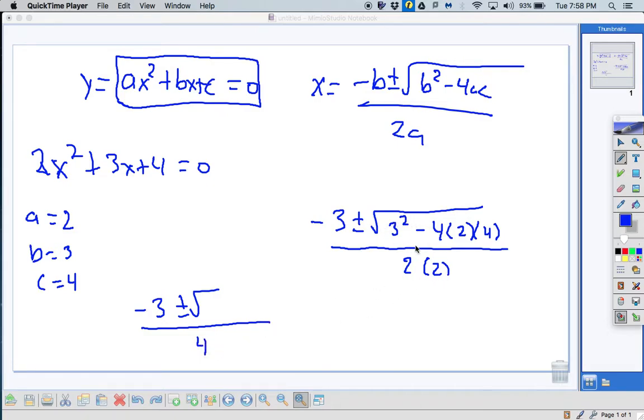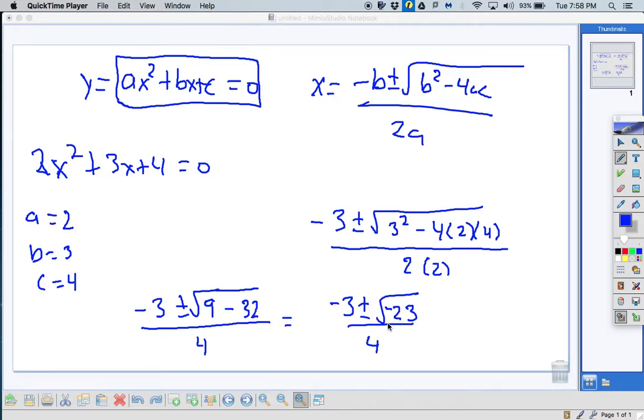And now we got to clean up underneath the square root. So 3 squared, which is the first thing you have to do, is 9. And then let's take care of this. We got 4 times 2 is 8, and 8 times 4 is 32. And now I go back and look at the sign, and there's only one negative in all of this, so it's going to stay negative. And now we have to continue working. So now we're going to do 9 minus 32. And if you do 9 minus 32, you get negative 23.